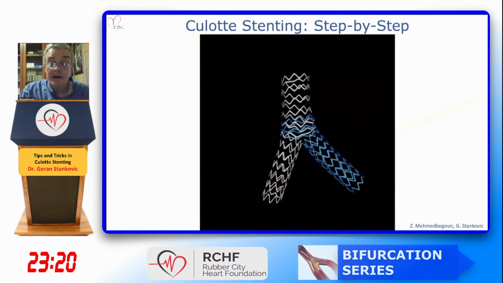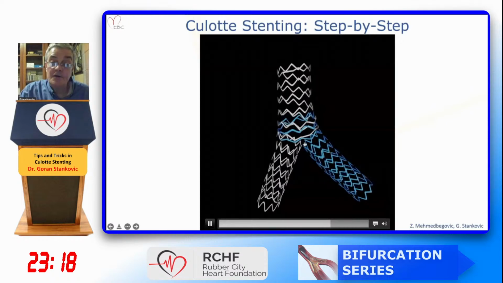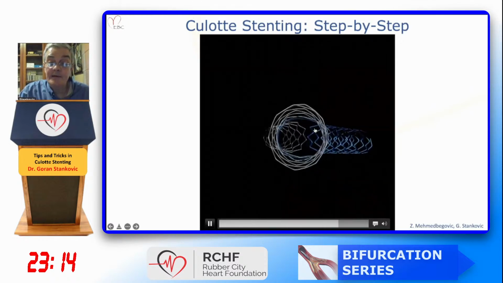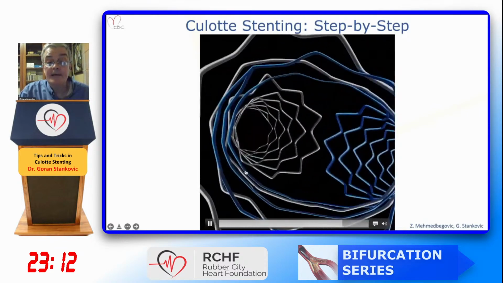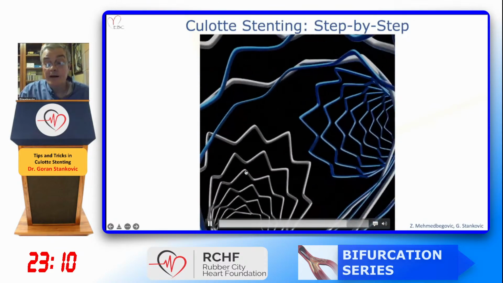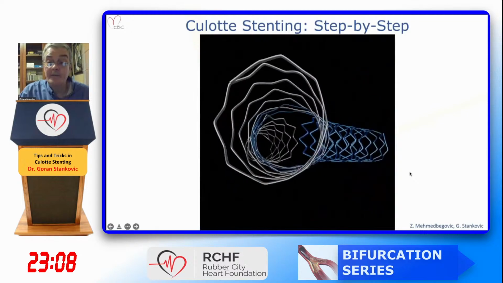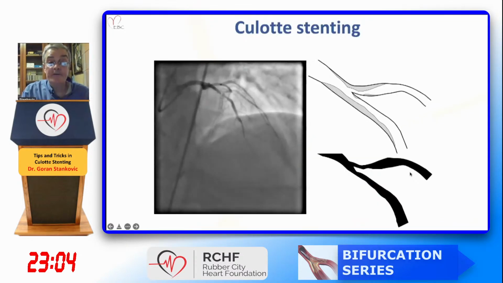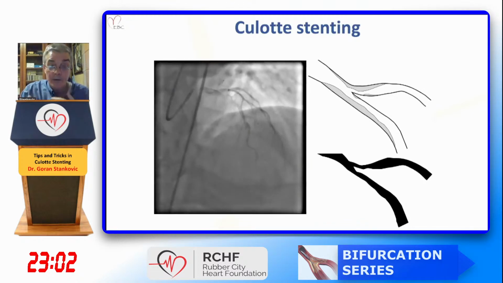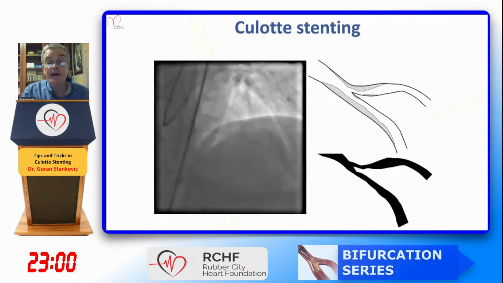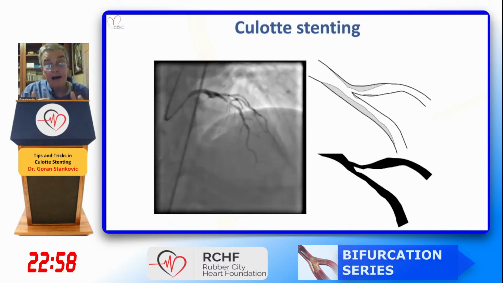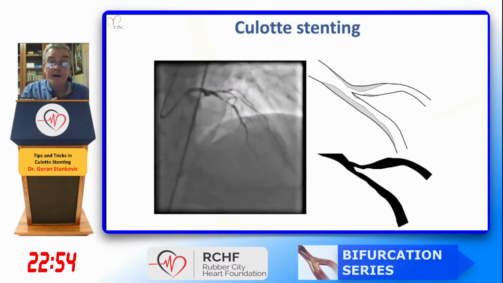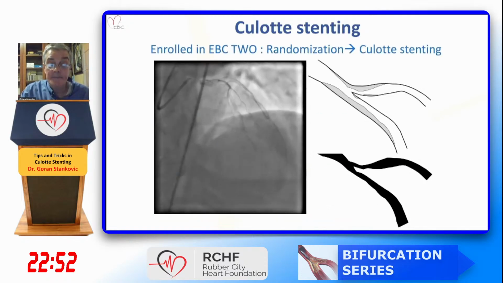And you see, if you do classical provisional, you have a minimal two layers overlap proximally, and you can really easily decide on the length of protrusion from the side branch into the main vessel. This is one of the first cases of culotte with the EBC philosophy behind. This patient was randomized for the EBC2 study.